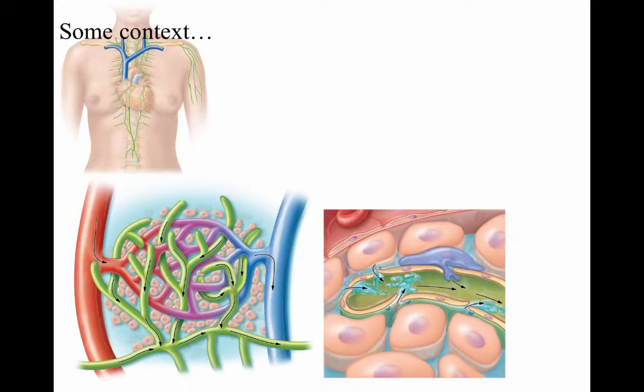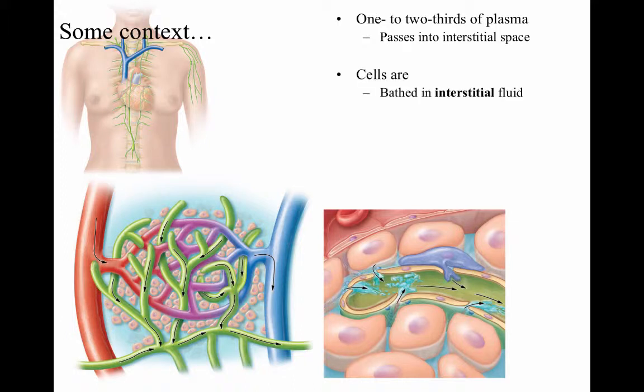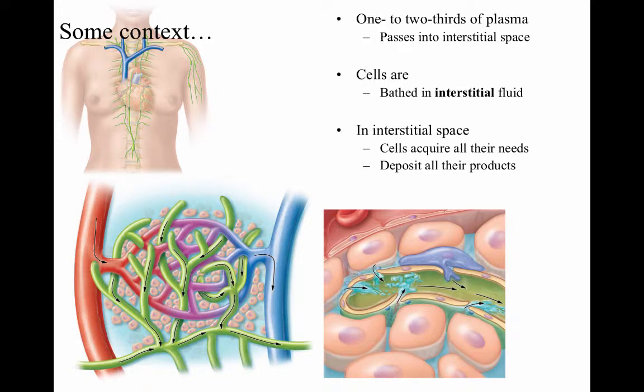A little context around this system. We have 1 to 2/3 of plasma that's going to pass into the interstitial space at any point in time. The cells are bathed in interstitial fluid, and in the interstitial space, the cells acquire all their needs and deposit all their product. When blood pressure is high entering the capillary bed, we push a lot of fluid out into the interstitial space, and then when pressure is lower in the capillary bed, much of that fluid will return to the venous blood flow, but at any point in time, there's a large amount of fluid that does not return to the venous blood flow, and the lymphatic system is responsible for picking up that fluid and then transporting it into the venous blood flow.